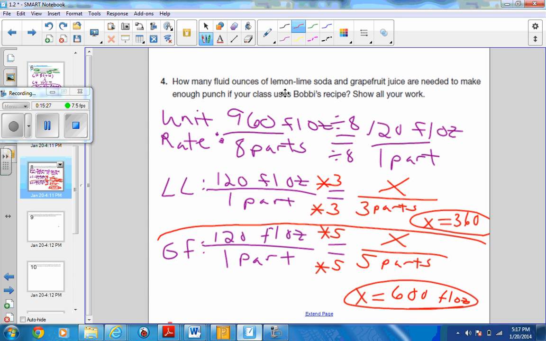And then grapefruit, you have 5 parts. So you multiply by 5 to get from 1 part to 5 parts. And 120 times 5 gives you 600 fluid ounces. So again, there's 3 steps here. You need to find your unit rate. Then you find your lemon lime using that unit rate, so go back and find those parts. And then you use that unit rate to get your grapefruit so you can figure out the total fluid ounces. So continue on and do the next 2 recipes and check yourself.